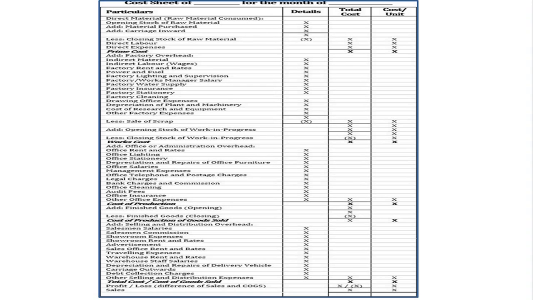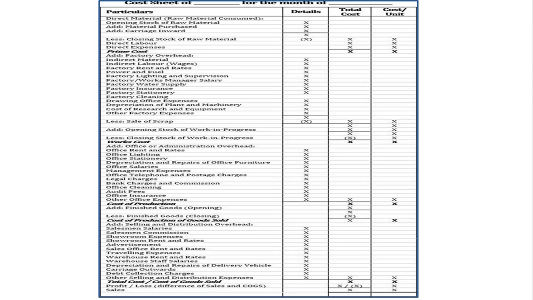After getting the cost of production, you are supposed to add the opening finished goods and subtract the closing finished goods in order to get the cost of production of goods sold. This should be done only after you find the cost of production. Now the last item is the selling and distribution overheads, which relate to all the items coming under the selling and distribution head. When you add it to the cost of production of goods sold, the amount you're getting will be the cost of goods sold.